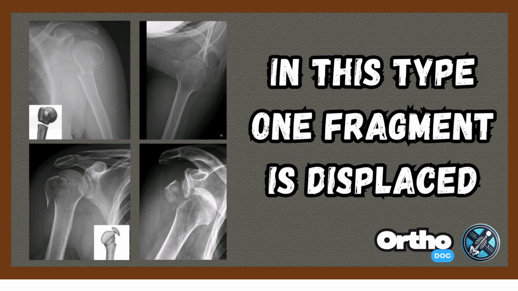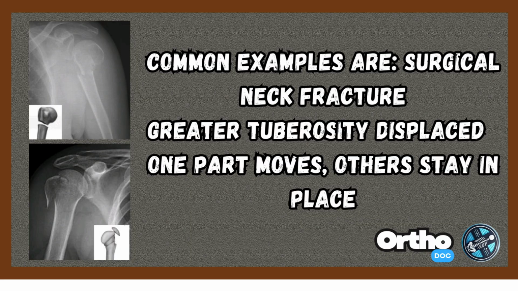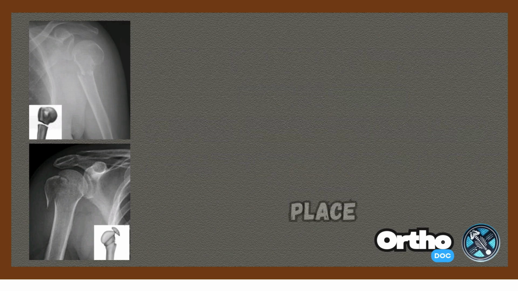2-part fracture. In this type, 1 fragment is displaced. Common examples are surgical neck fracture, greater tuberosity displaced. 1 part moves, others stay in place.